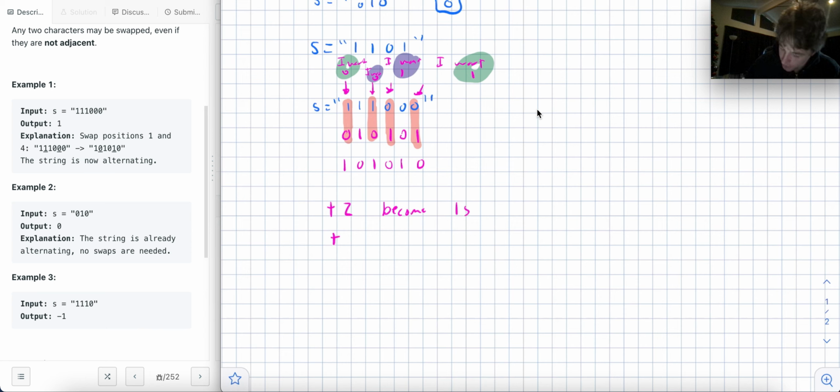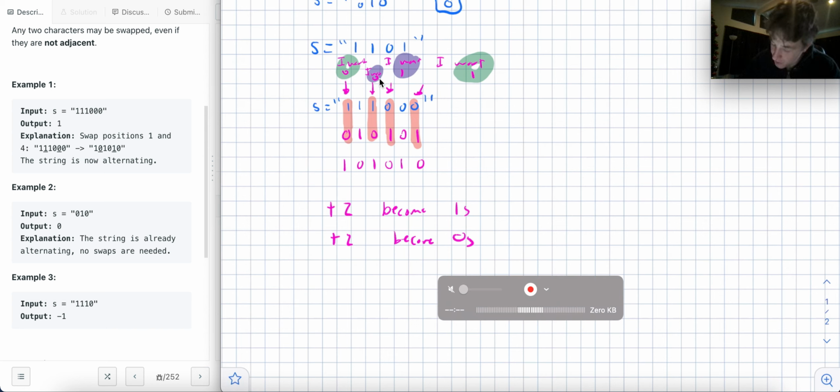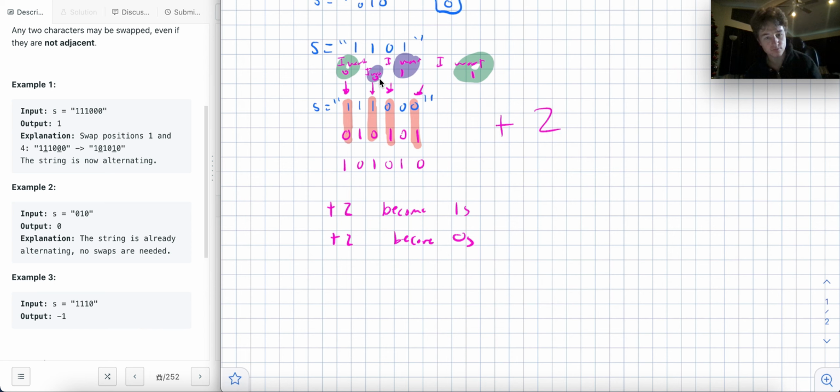And I have two people that want to become 0. So I have a match here, right? So I could swap those two, then these two, and that would result in two swaps. Okay, that's just one configuration.